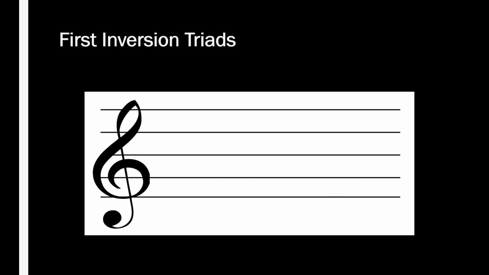A first inversion chord means that the third of the chord will be in the bass. The inversion is written in the figured bass as 6/3, or simply 6. This means that the rest of the chord exists at a third and a sixth above the bass.